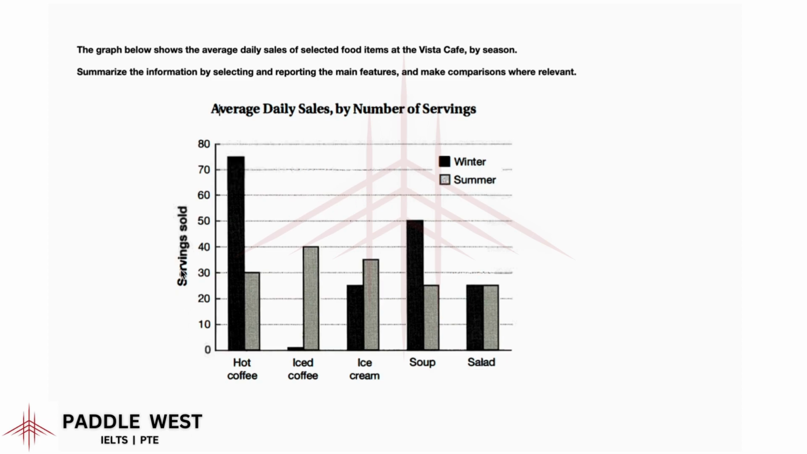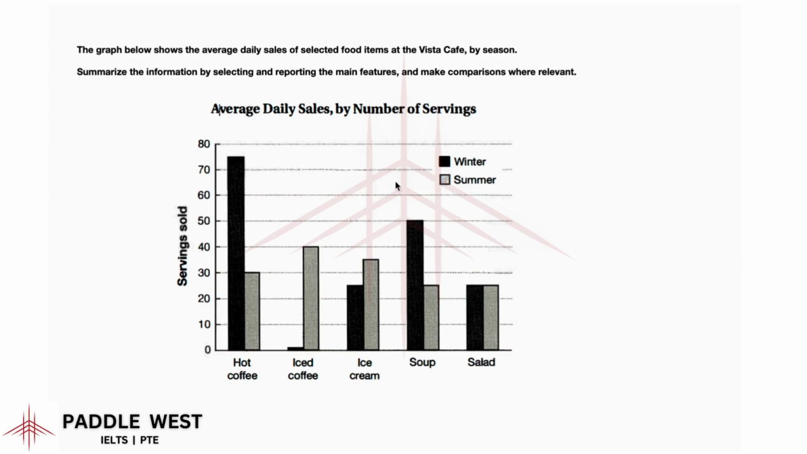Now, what do we need to compare here? We have to compare the average daily sales of different food items. We can also compare the average daily sales of these food items in summer to that in winter. Now, we will have a look at the data.